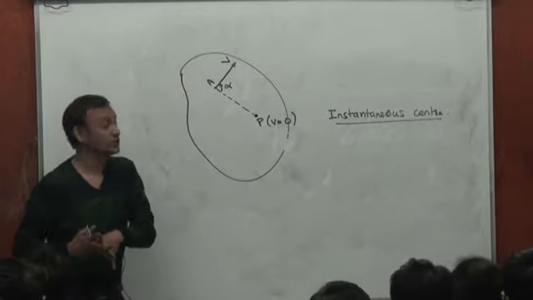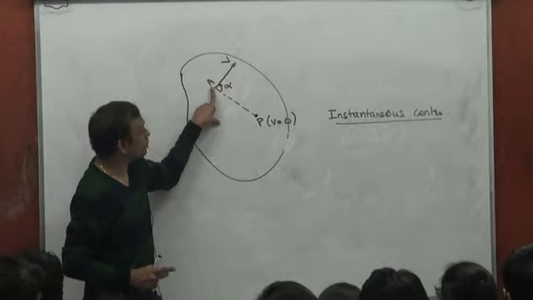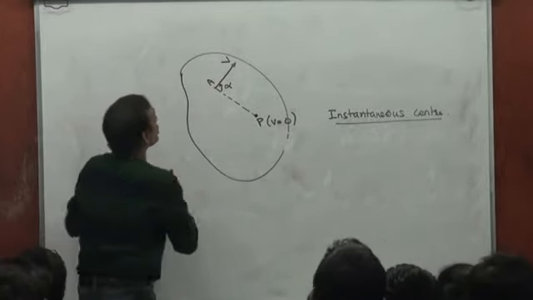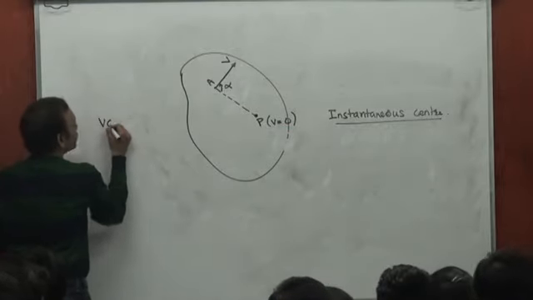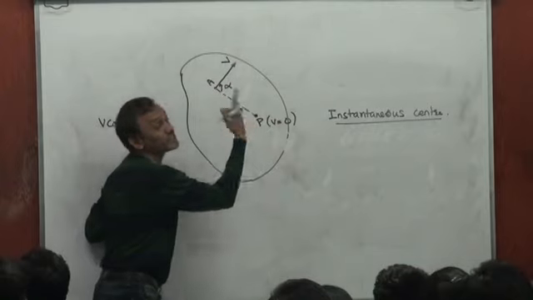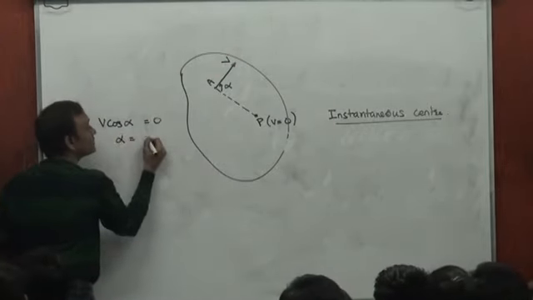Now, if it's a rigid body, their relative velocity along AP must be zero. That means velocity of A along AP must be equal to velocity of P along AP. What's the velocity of A along AP? V cos alpha. And that must be the velocity of P along AP, which is zero. Means if V is not zero, alpha must be 90 degrees.